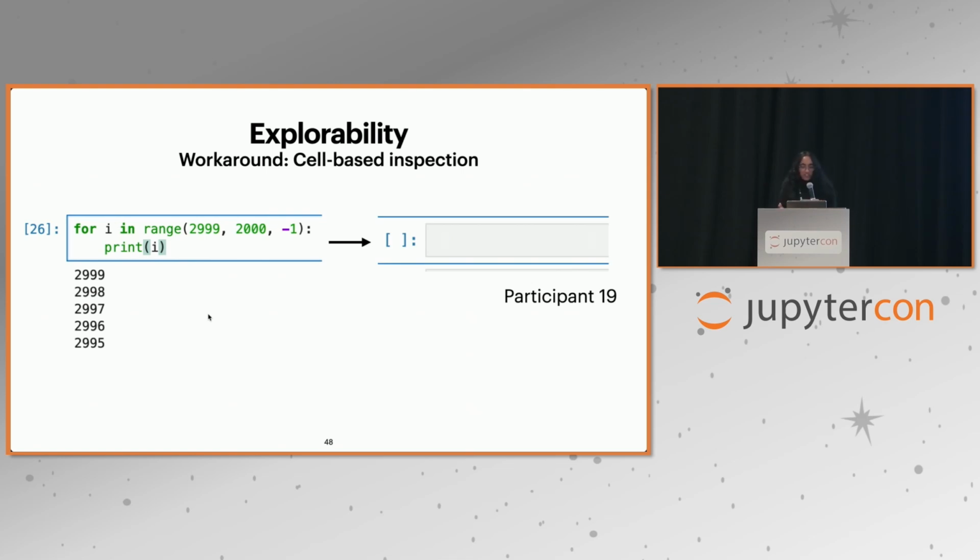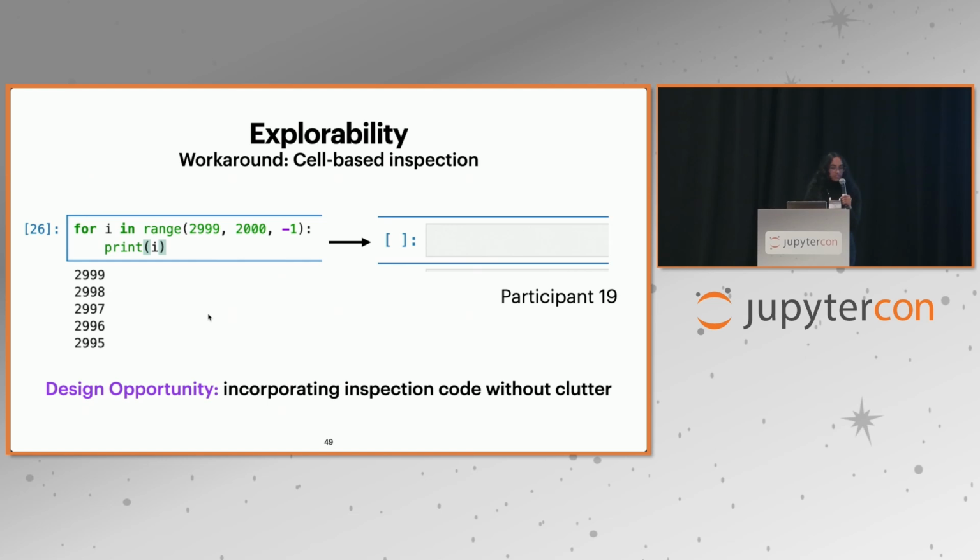However, too much inspection code is also a problem. To keep things manageable for himself, participant 19 immediately deleted this inspection cell after looking over the output for about 2 seconds. And that's because interleaving inspection code into a program can really make it difficult to understand what's inspection and what's the actual program, especially if that inspection code has side effects. So one of the design opportunities that we identified is being able to incorporate inspection code into a notebook without cluttering up the rest of the notebook. And one of our ongoing works actually addresses this design opportunity.